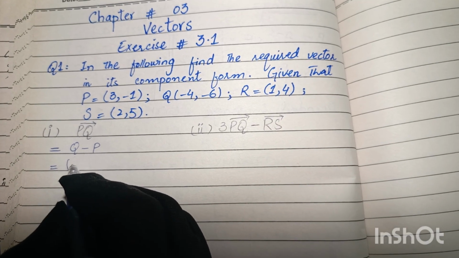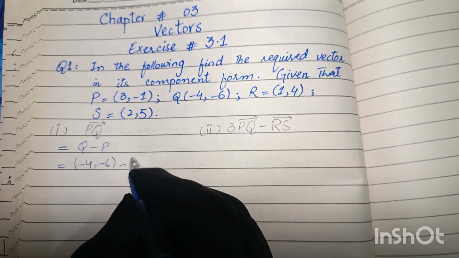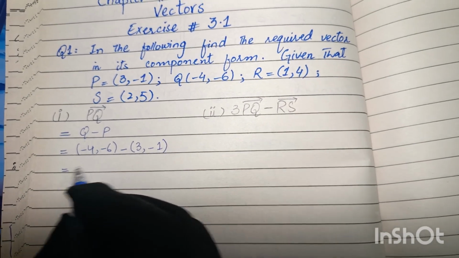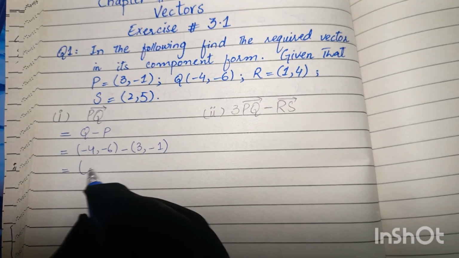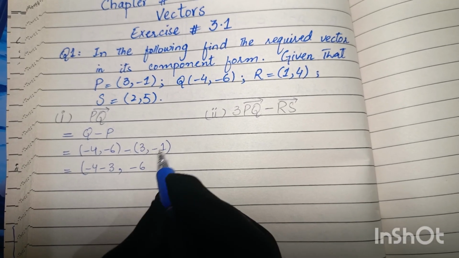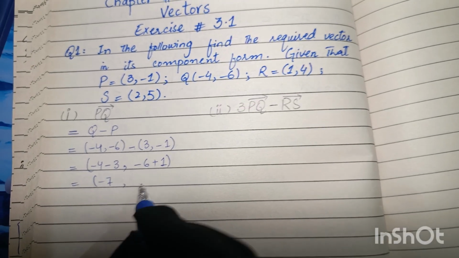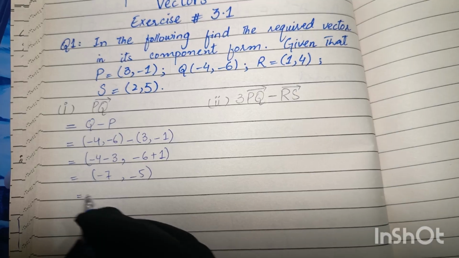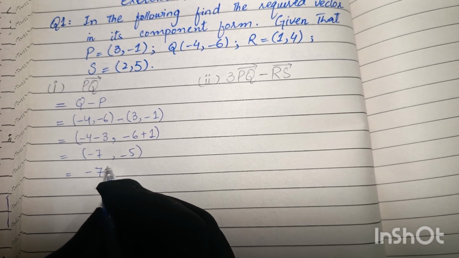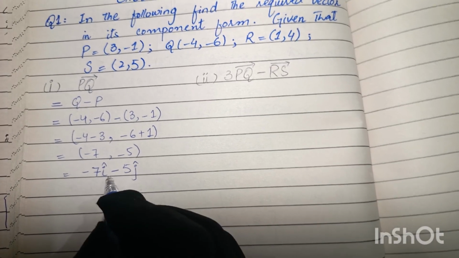So write here the coordinates of Q, (-4, -6), and then the coordinates of P, that is (3, -1). Then subtract the corresponding coordinates, that is -4 minus 3 and -6 minus (-1), that is -6 plus 1, which gives -7 and -5. So in the form of components, it will be written as -7i - 5j. Then the comma will be removed from here.